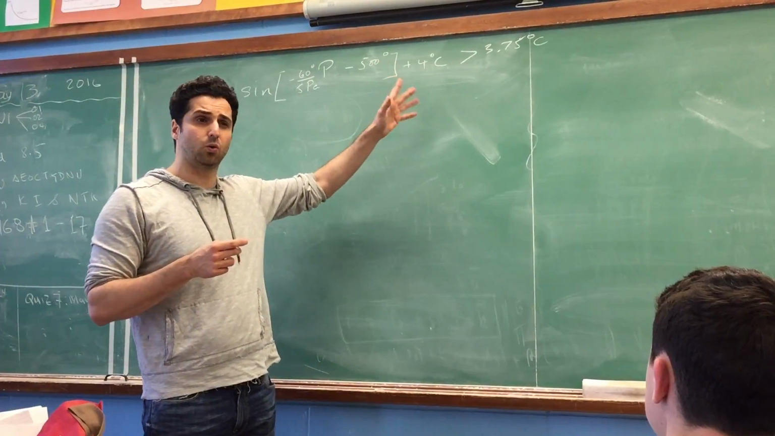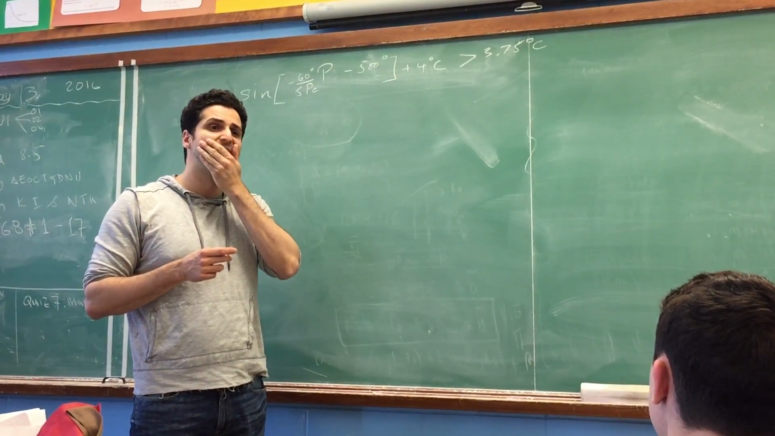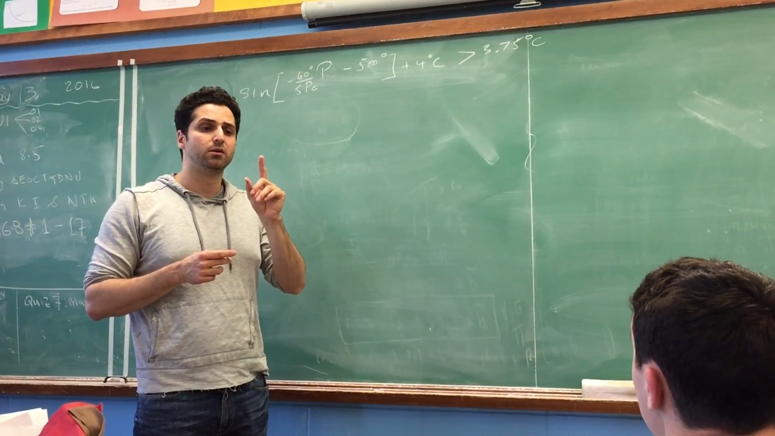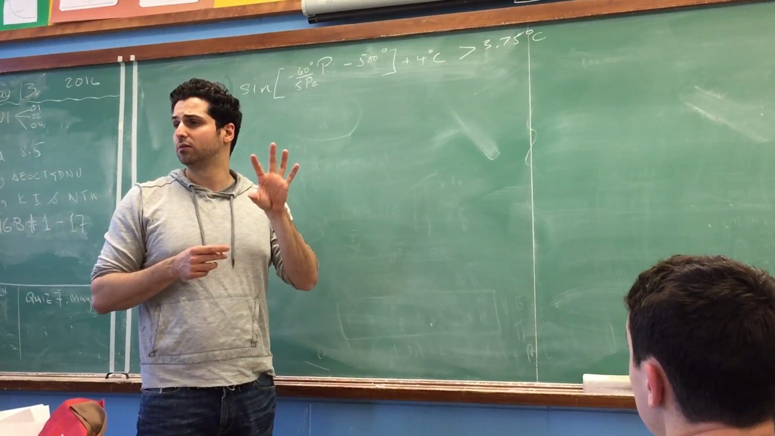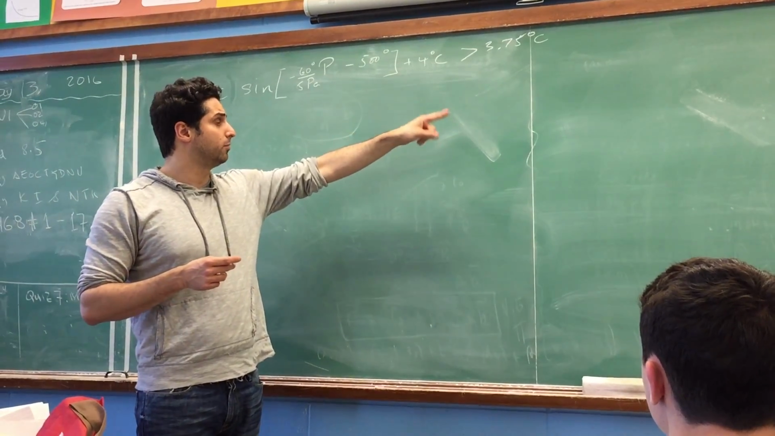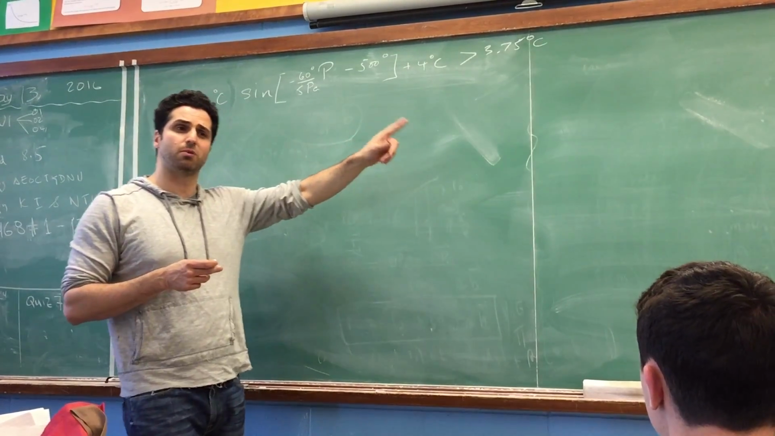Do you flip the direction of the inequality when you make that move? Why? Because you only flip the direction of an inequality when you do what to both sides? Divide or multiply both sides by a negative. Are you doing that in this case? No. So you slide that over, make it minus 4. 3.75 minus 4 is minus a quarter.